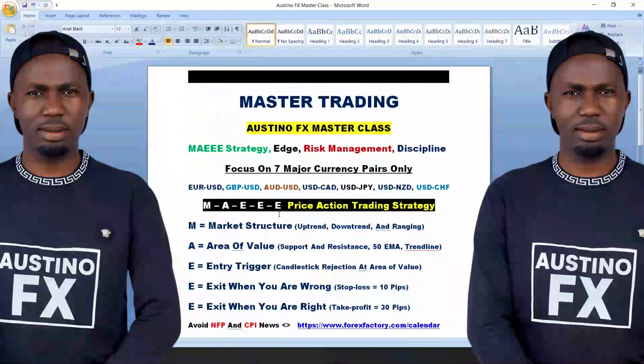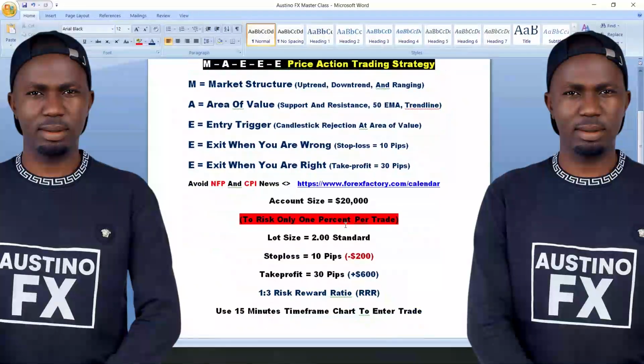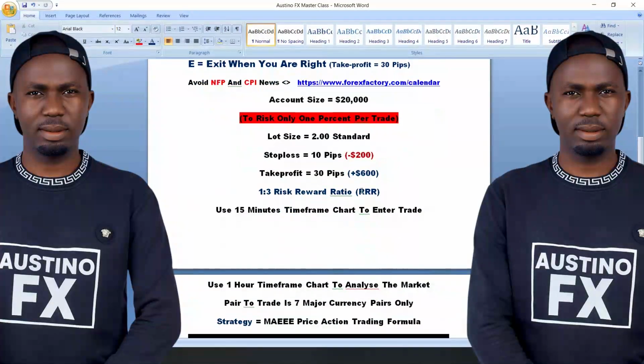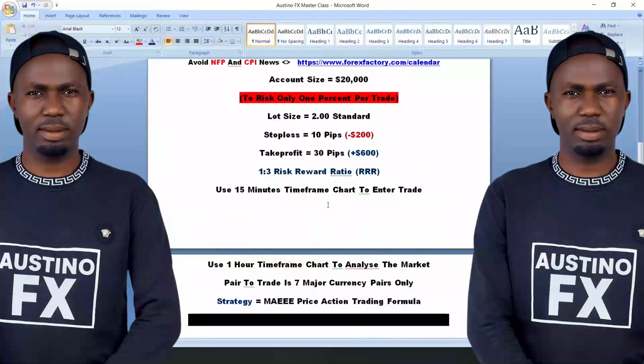If you go and trade gold, in one day or 2 days, you blow your account. And these are the people that end up calling forex trading a scam. So as a beginner, stay away from gold. Focus on these 7 major currency pairs, because these are what will help you to become profitable in the forex market.